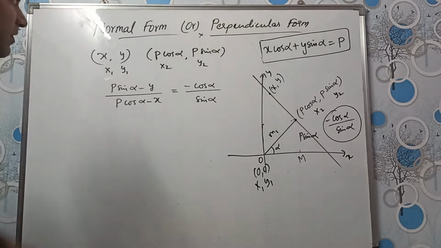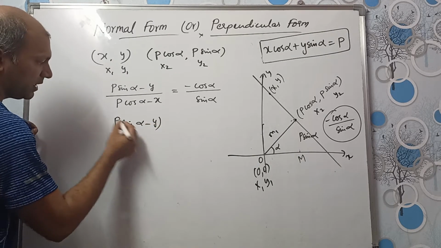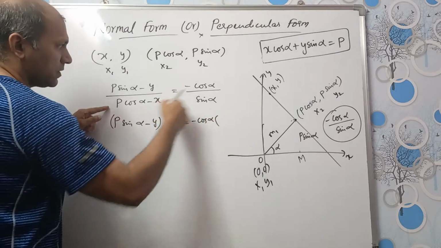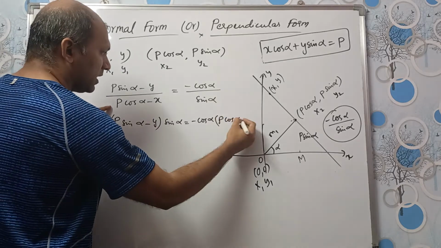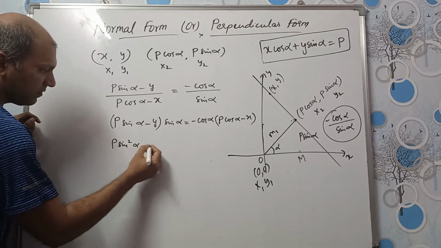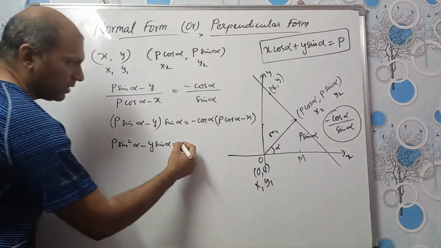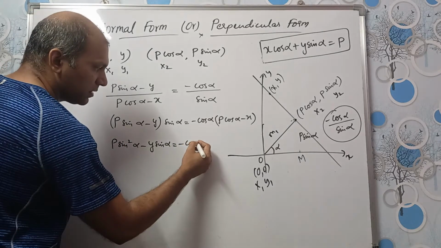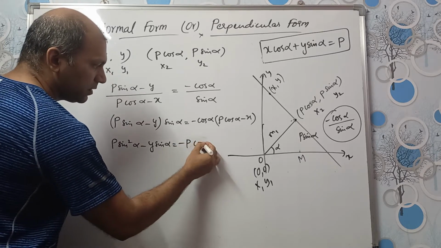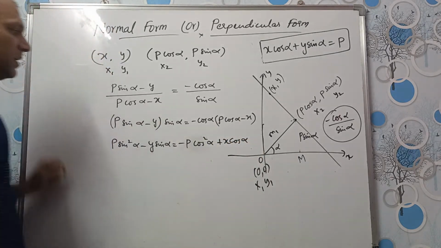Okay, let us simplify now. Sin goes this side, so it will become p sin alpha minus y multiplied by sin alpha is equal to minus cos alpha. This will go on the other side, right? So p cos alpha minus x. So multiply, it is p sin square alpha minus y sin alpha. We multiplied sin with this term and this term. And now it will be minus p cos square alpha, minus into minus is plus, x cos alpha will come here, right?